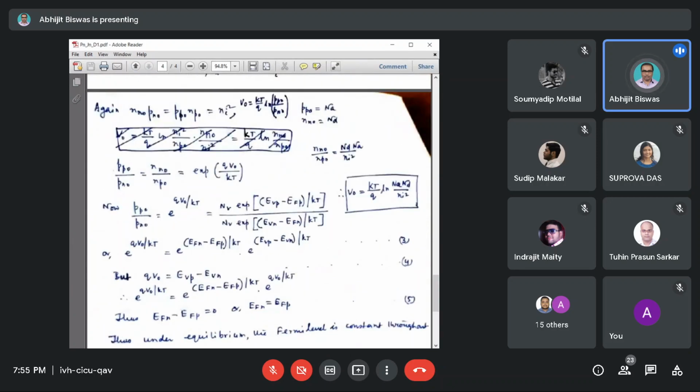So here, can you guess what would be the value of Ni for germanium? Is it more than that of silicon or less than that of silicon? Intrinsic carrier concentration at room temperature. Sir, more than silicon.